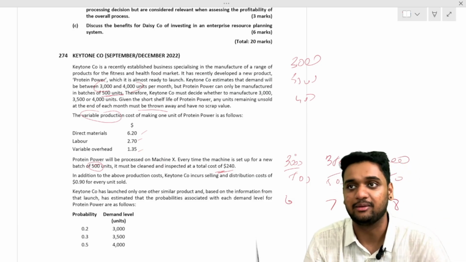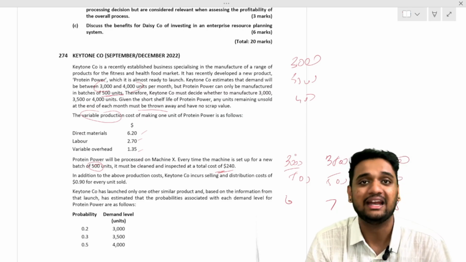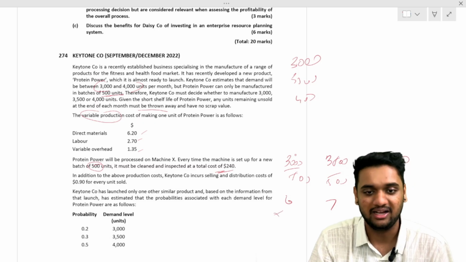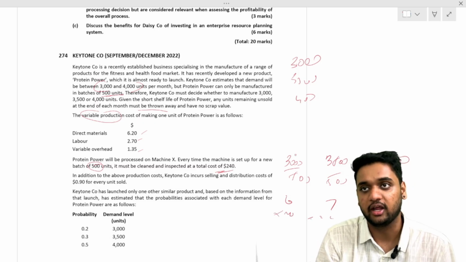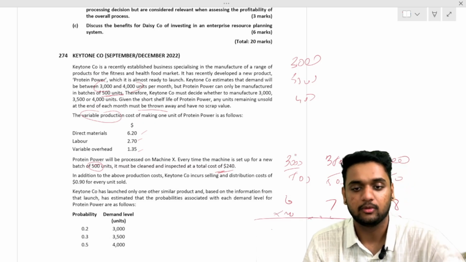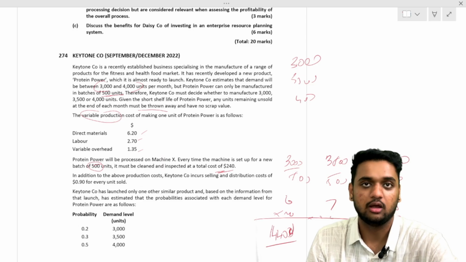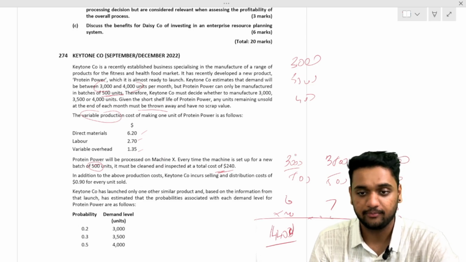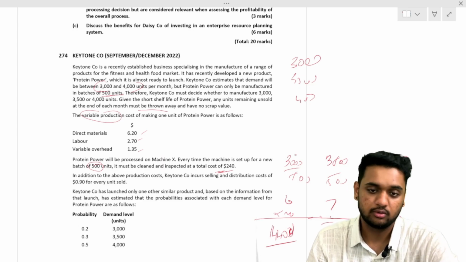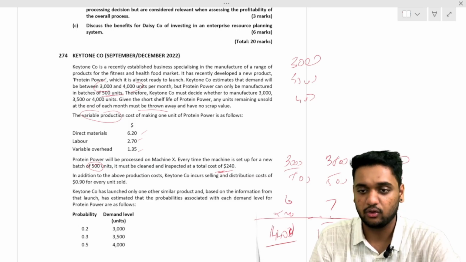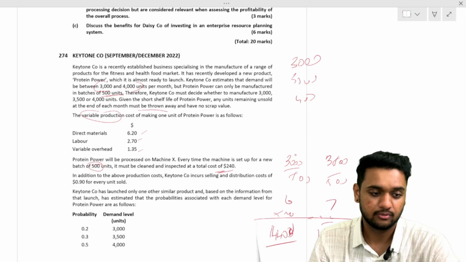You have to change 7 times if you want to produce 3500 and 8 times if you want to produce 4000 units. Multiply by 240. What are you getting? Fixed cost for all units. Tell me. 1440. 1680. For 4000?